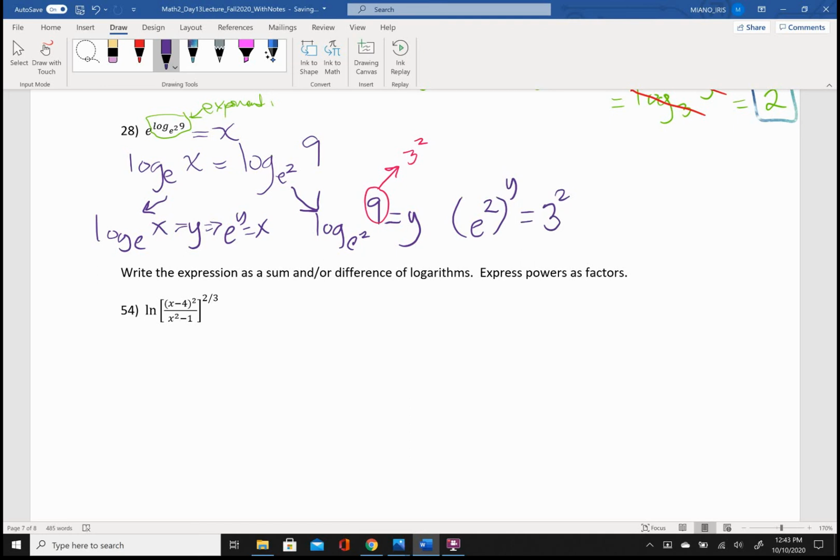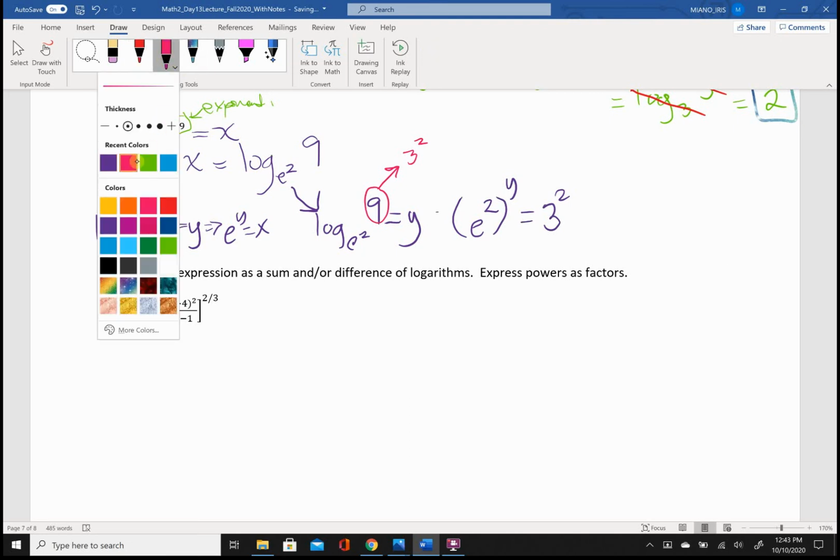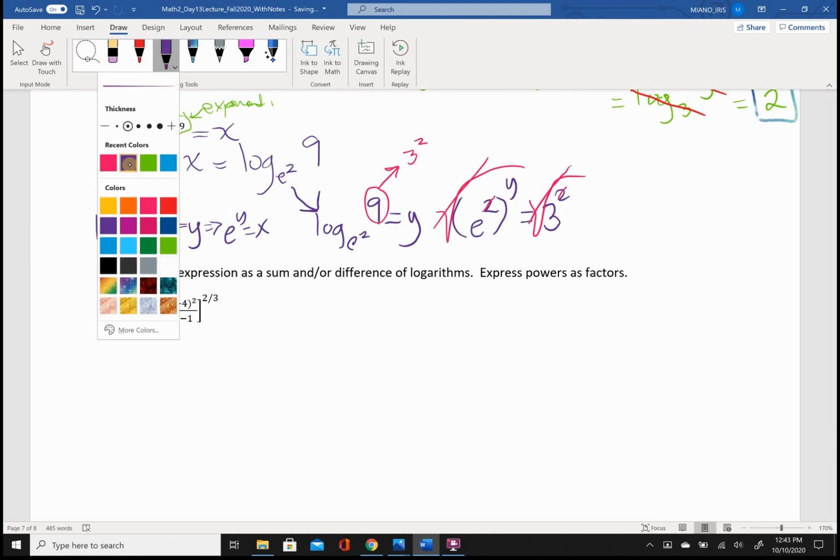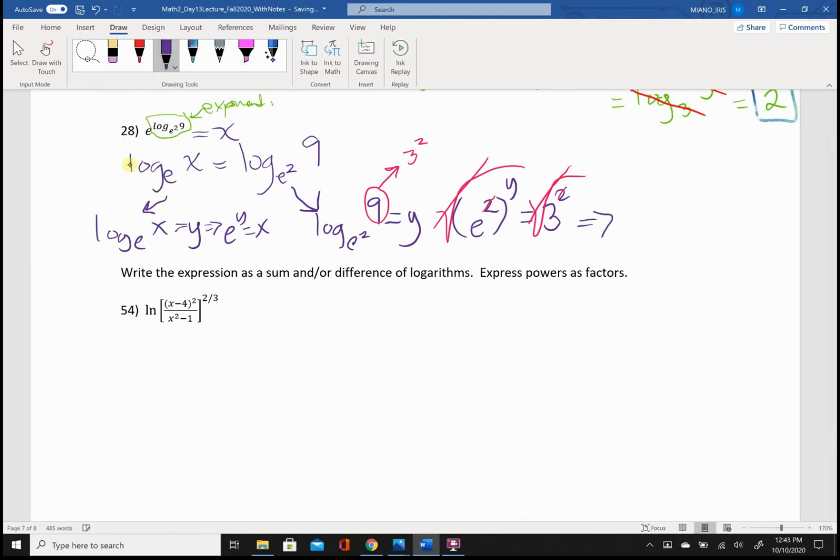So then we can take these two exponents, and it's kind of like we're taking the square root of both sides. In fact, if we took the square root of both sides, we could get rid of these two exponents, boom, boom. And then we would have e to the y equaling 3.